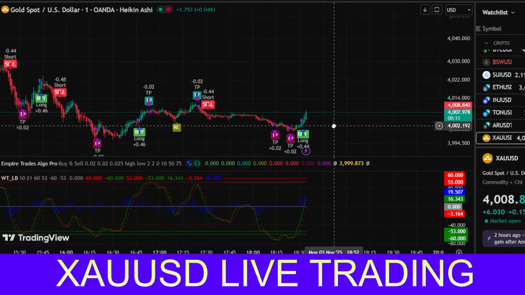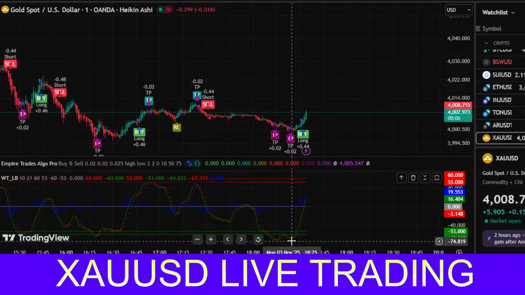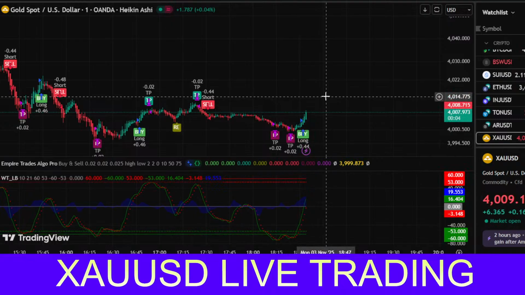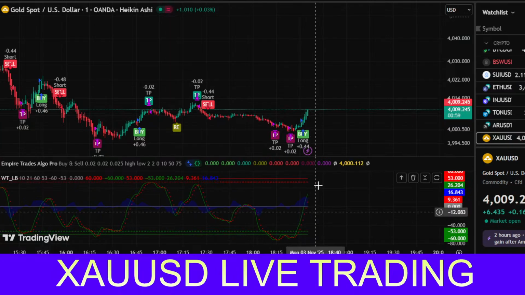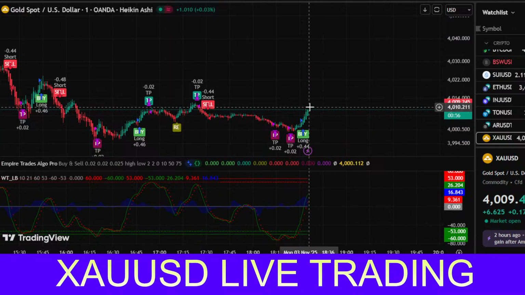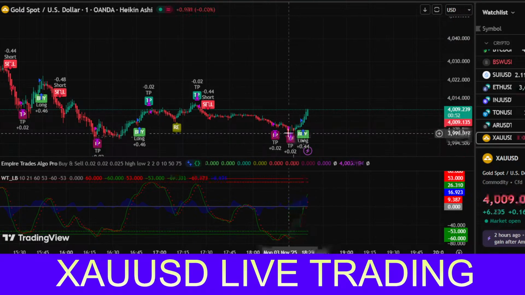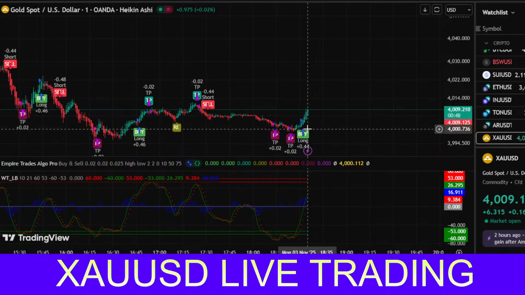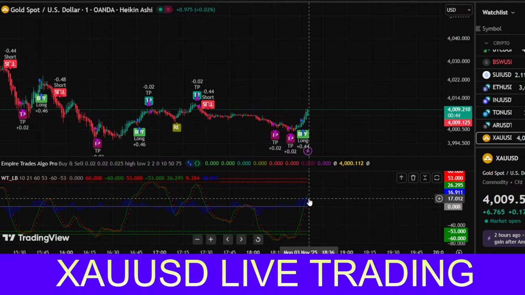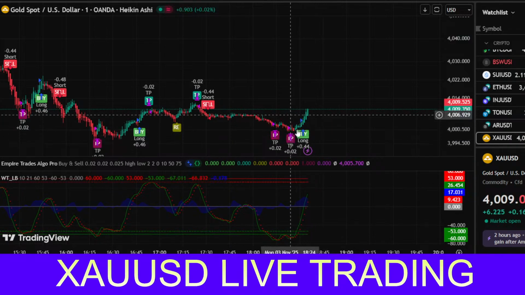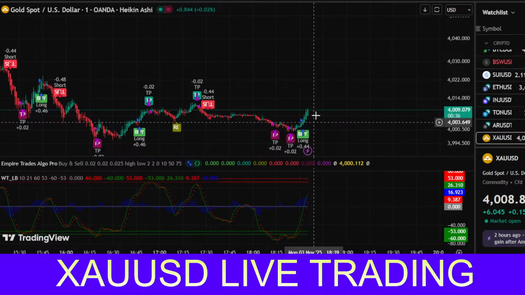Gold, being a highly volatile asset, often experiences rapid price movements. By using the RSI, traders can identify when gold is potentially due for a correction after a significant price surge or drop. For example, if the RSI indicates that gold is overbought, traders might anticipate a price pullback and consider selling or taking short positions. Conversely, if the RSI shows that gold is oversold, it could be a signal to buy or take long positions in anticipation of a price rebound.